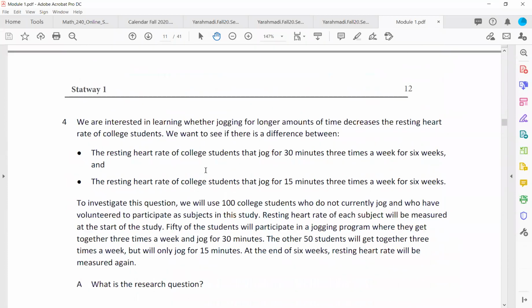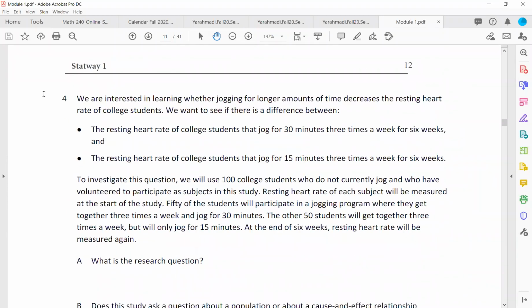Let us move on to the next page, page 12. 4. We are interested in learning whether jogging for longer amounts of time decreases the resting heart rate of college students. We want to see if there is a difference between the resting heart rate of college students that jog for 30 minutes, 3 times a week for 6 weeks, and the resting heart rate of college students that jog for 15 minutes, 3 times a week for 6 weeks.